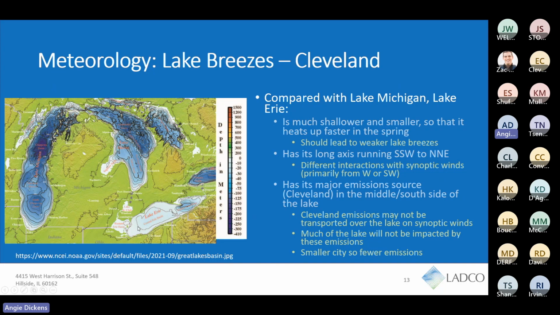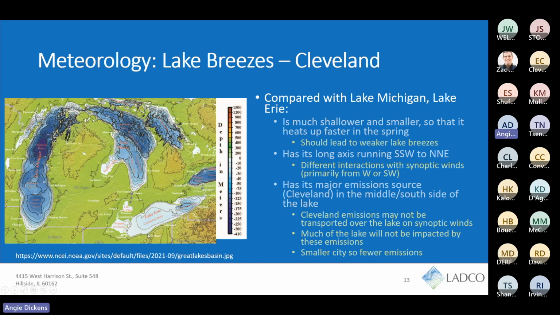Also, it has a long axis running in a different direction. Lake Michigan has a pretty straight north-south axis with a slight tilt, whereas Lake Erie is oriented south-southwest and north-northeast. Which means it's going to have really different interactions with synoptic winds, which are primarily from the west or southwest. Synoptic winds are going to line up with the lake, whereas here you need more shifts involved.